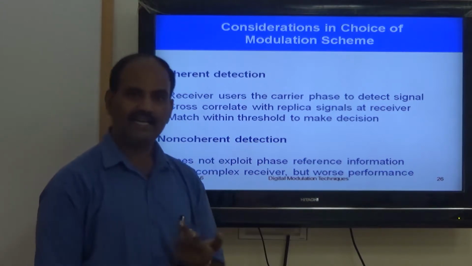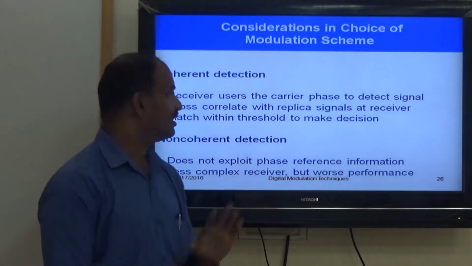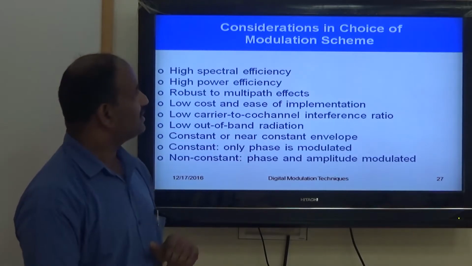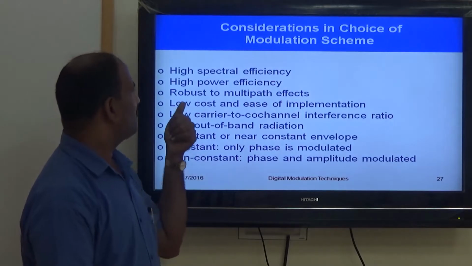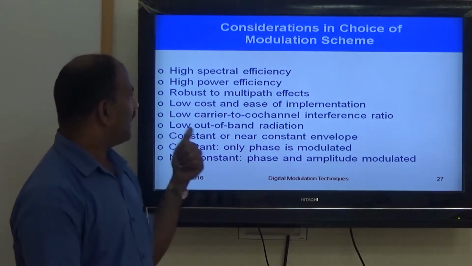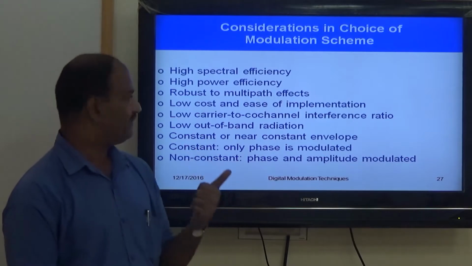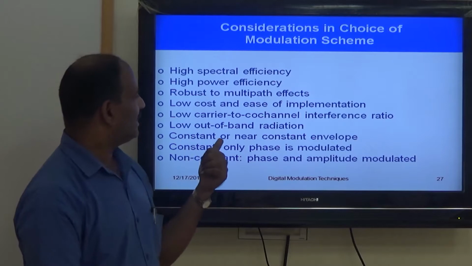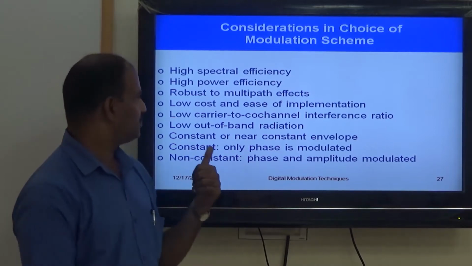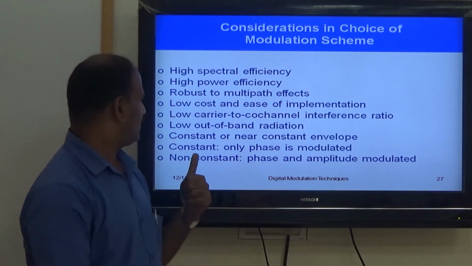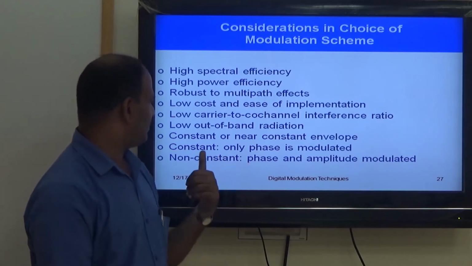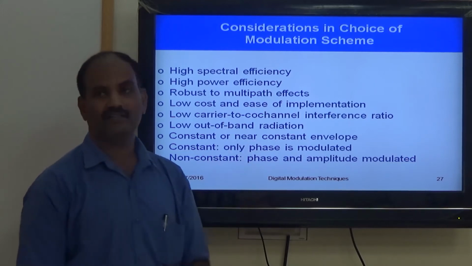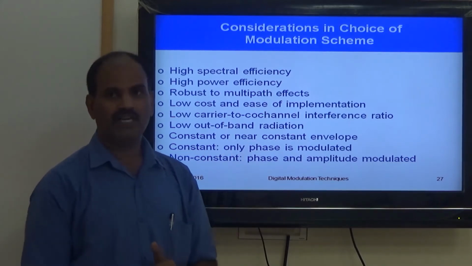If phase is shared between transmitter and receiver, it is called coherent, and if it is not, it is a non-coherent system. So the considerations in the choice of modulation system are high spectral efficiency and high power efficiency, resistance to multipath effects, low cost and ease of implementation, low carrier to co-channel interference ratio, low out of band radiation, and constant or near constant envelope, or non-constant. So based on these we choose a modulation technique.